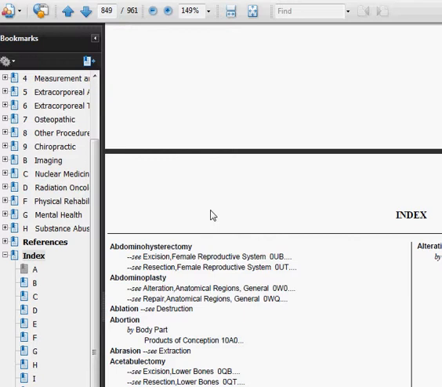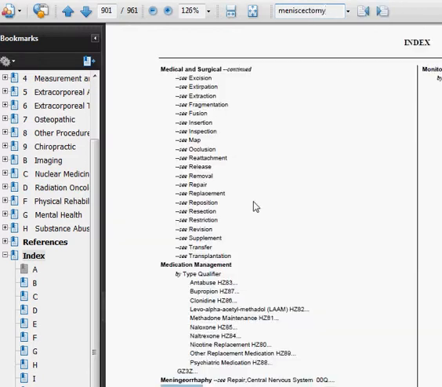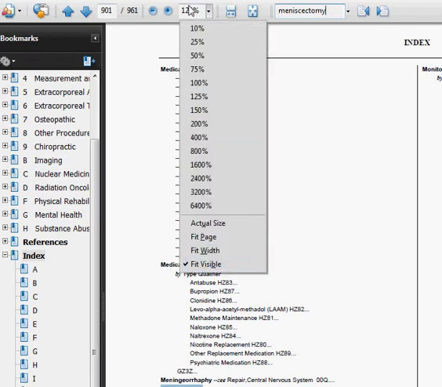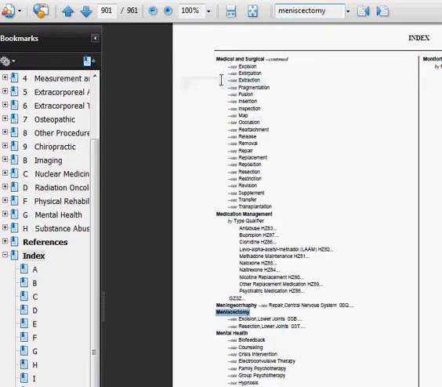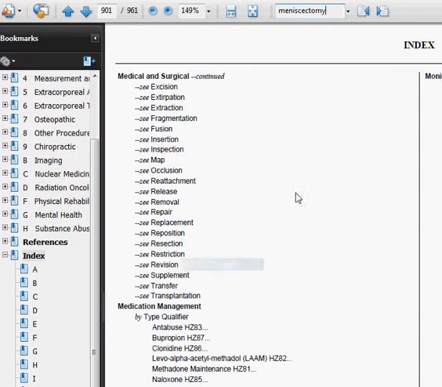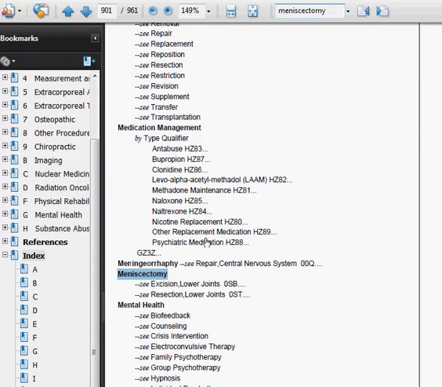It has to be a root operation, root procedure type, or common procedure name. In our case, we have a common procedure name, which is meniscectomy. So we try to find meniscectomy in our index. The system found meniscectomy. Now we need to make a choice between two root operations, excision versus resection.